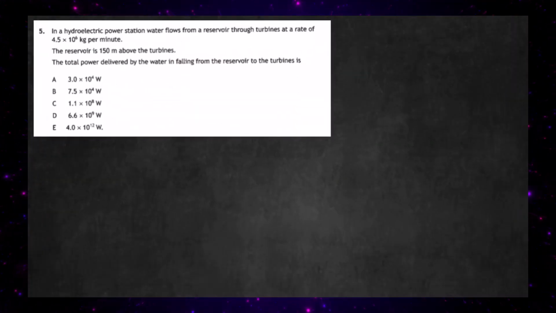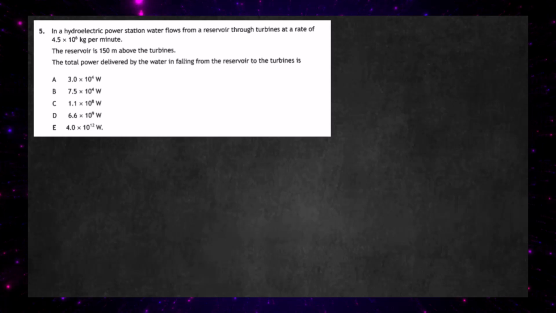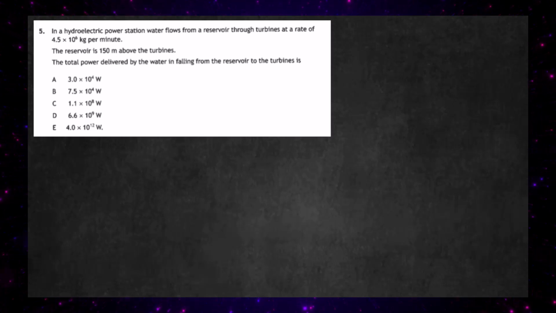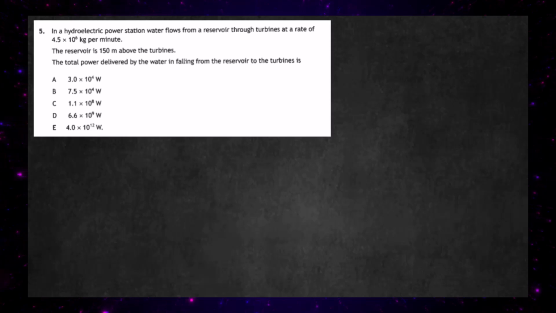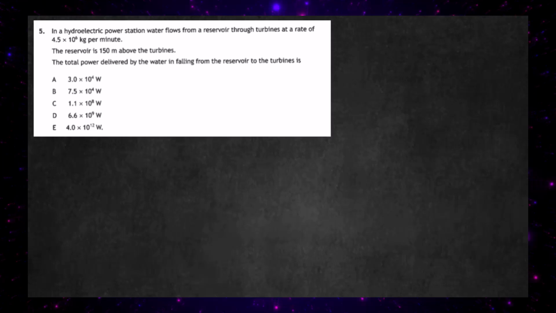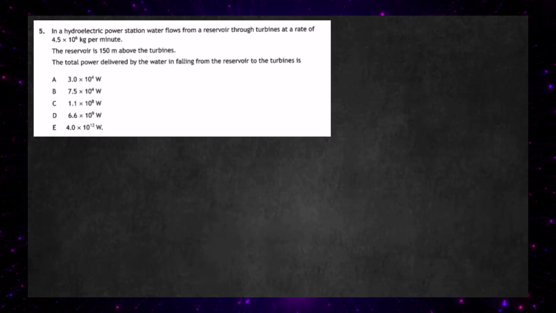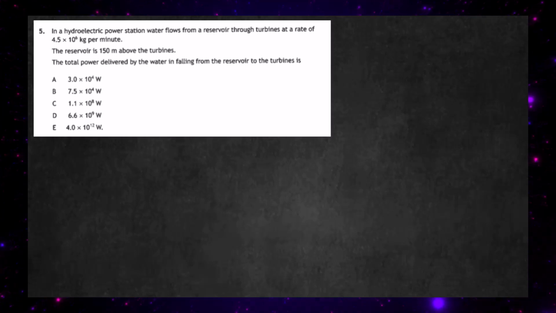Question 5 from the 2024 multiple choice paper in physics. In a hydroelectric power station, water flows from a reservoir through turbines at the rate of 4.5 times 10 to the power 6 kilograms per minute. The reservoir is 150 metres above the turbines, and we have to calculate the total power delivered by the water in flowing from the reservoir to the turbines.